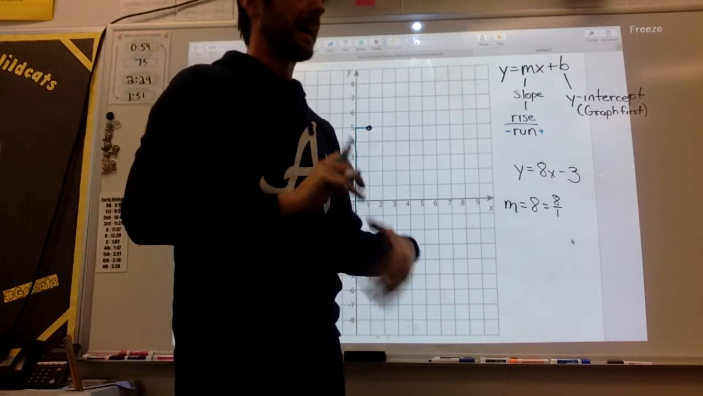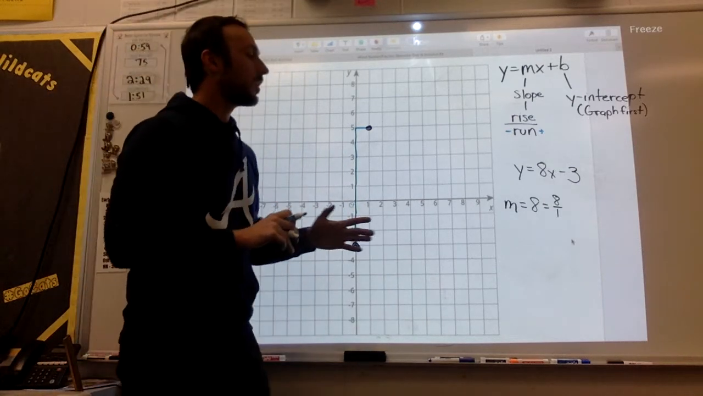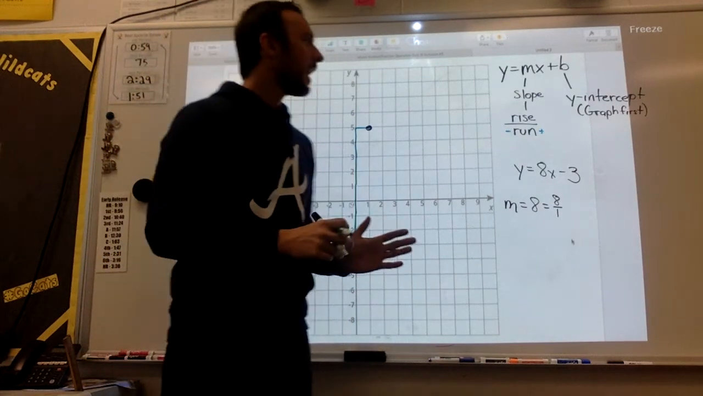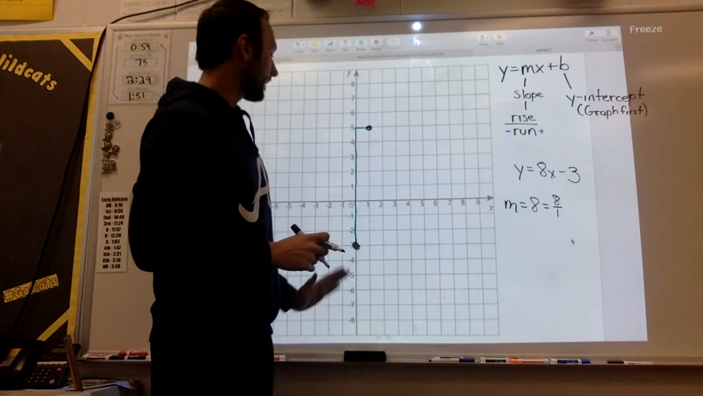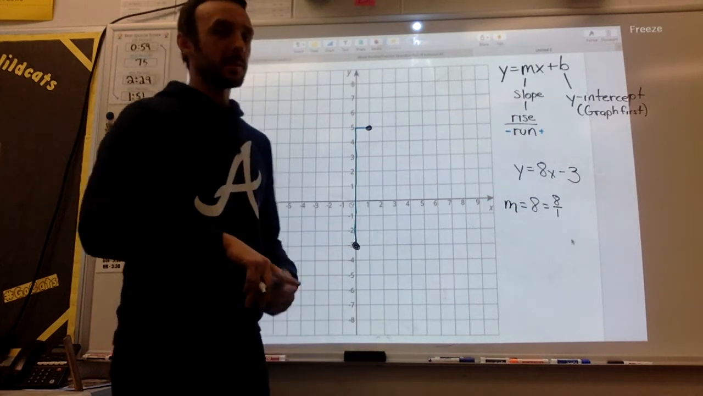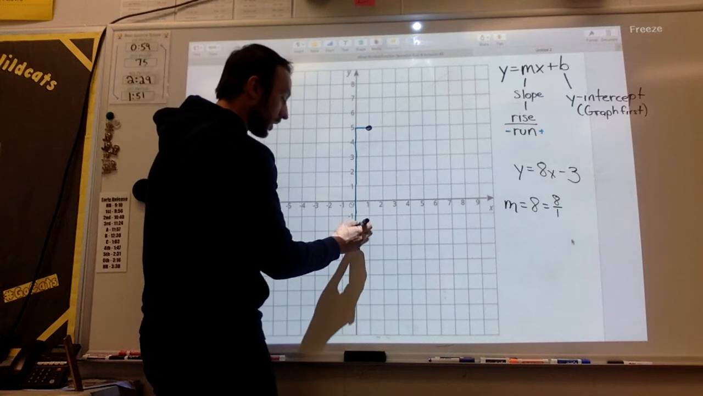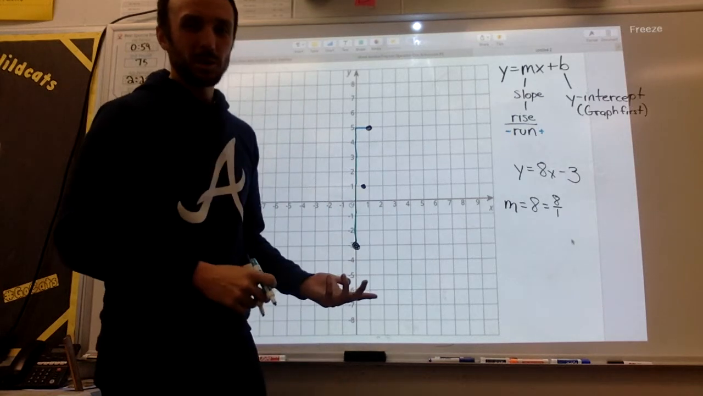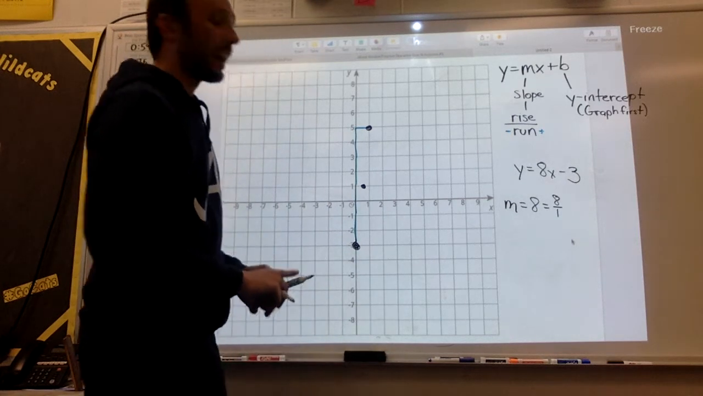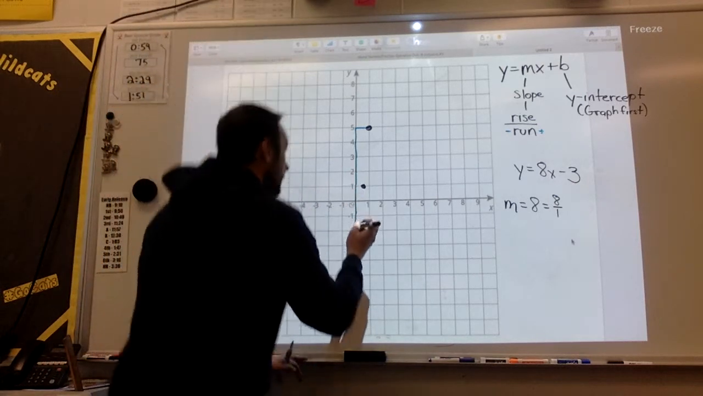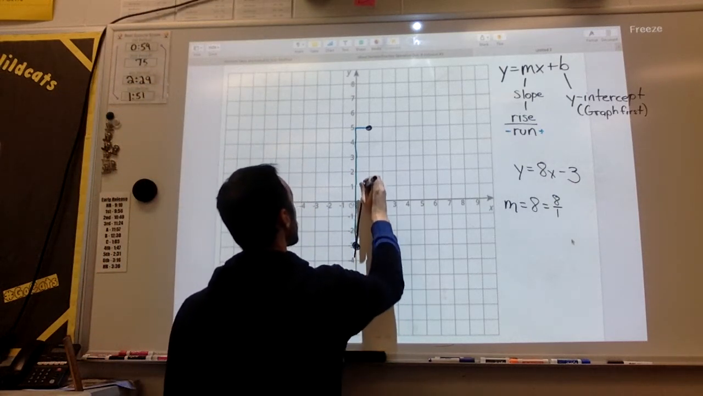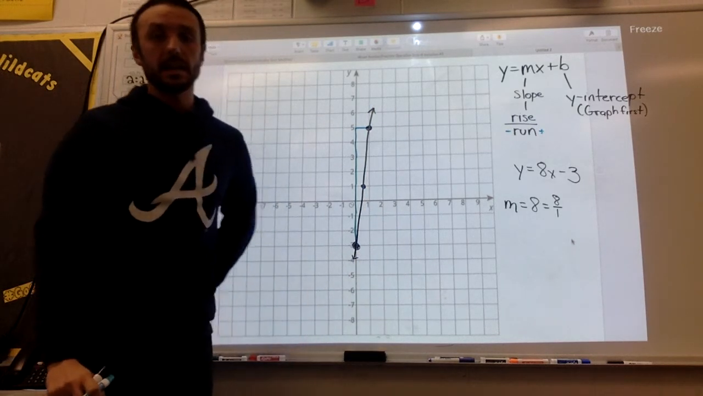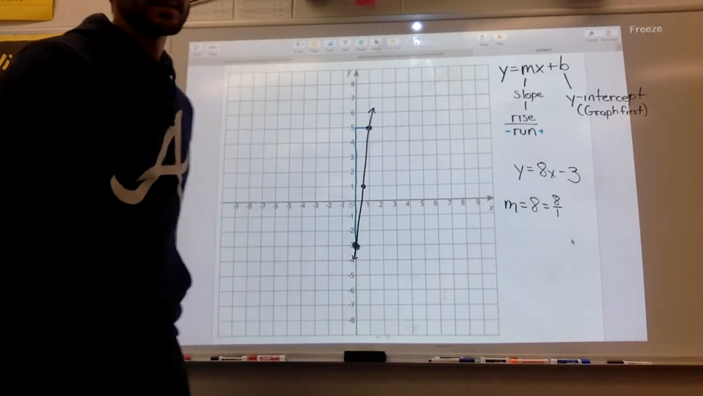This next thing you don't have to do at all, but I sometimes do it to help myself make a straighter line. I go up 8 over 1, but that's a long distance to connect. So I also tell myself that's the same as going up 4 and over a half, because I just divide both my numerator and denominator by 2. You don't have to do that. If you have a ruler, it's a lot easier. It's hard to connect these dots without a ruler. So we go up, and that is the graph of the line y equals 8x minus 3.